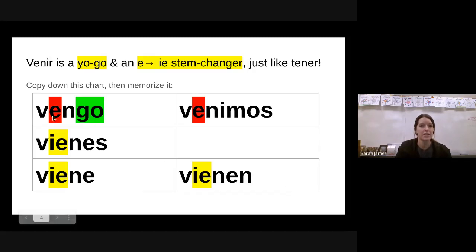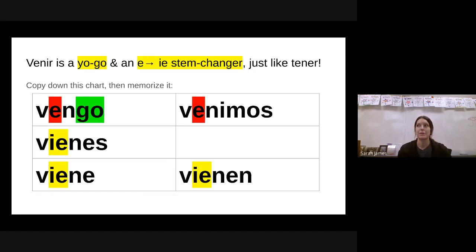All right, so notice in red here, these do not stem change, and in yellow, all the others are in the low shoe. So they all do change from an E to an IE. Remember your go, remember your I. So you want this chart copied down. If you haven't yet while I've been talking, you need to pause the video and copy down this chart. This is the next one you'll need to memorize.